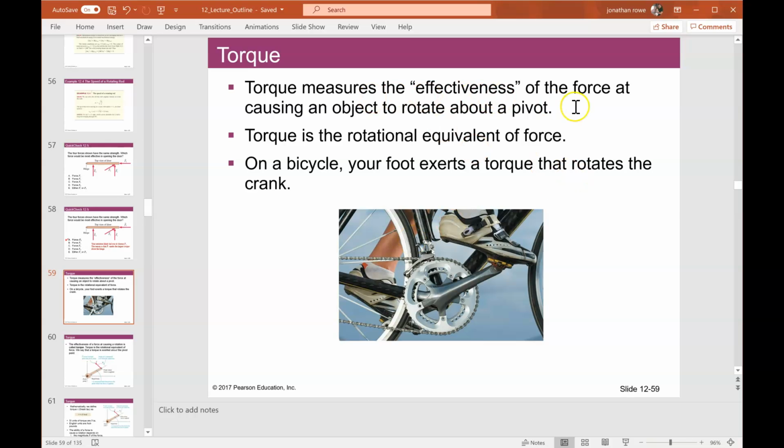Torque measures the effectiveness of the force at causing an object to rotate about a pivot. Torque is the rotational equivalent of force. On a bicycle, your foot exerts a torque that rotates the crank. I think we'll save this for a new video. We're going to stop this one, and we'll call this one part 2.